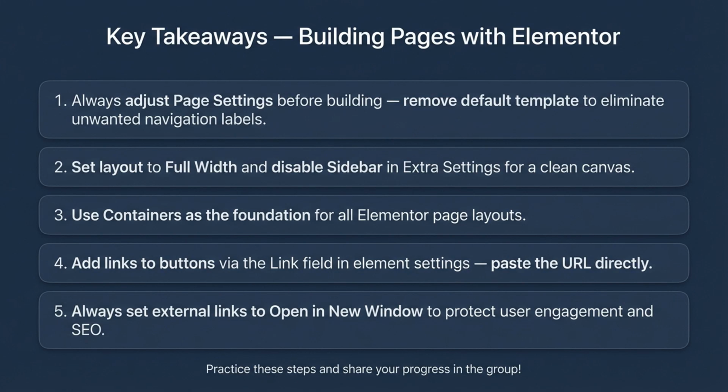Let's bring everything together. Before touching any content on a new page, fix the page settings. Change the template so unwanted labels like Home don't appear. Then configure extra settings for full width and no sidebar. When building, start with a container. For links, paste the URL into the Elementor link field, and critically, always enable Open in New Window for external links. This protects your site's engagement metrics and keeps visitors from leaving.